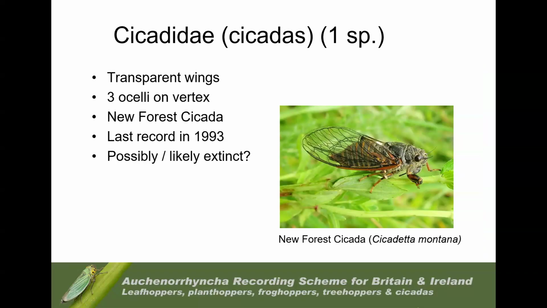Then the last of the Cicadomorpha are the cicadas. Now, this is again a tropical group primarily in terms of numbers of species and distribution. We only have historically one species in this country, which for a long time had its stronghold in the New Forest and was hence known as the New Forest cicada. Sadly, there have been no confirmed records of this species since 1995, so over 30 years now.